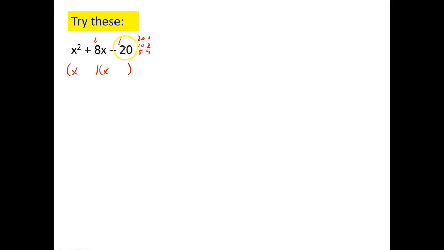So when one's positive and one's negative in the back, I'm looking at differences here. How do I get 8? Well, 20 and 1 isn't going to give me 8. 5 and 4 isn't going to give me 8, but 10 and 2 would. So I put my 10 and my 2, and then I decide which one is positive and which one's negative. In order for me to have a positive 8, I want the big number to be positive.